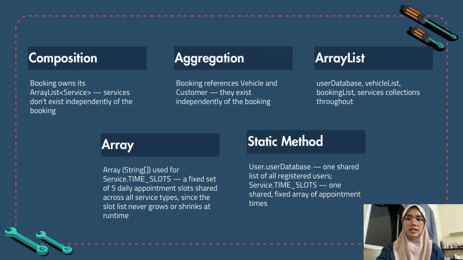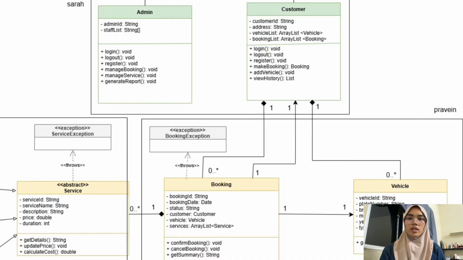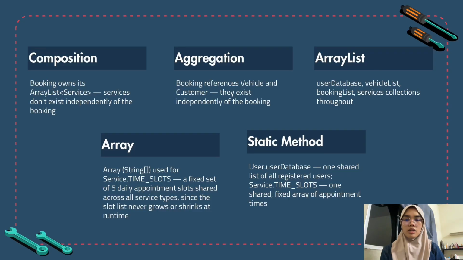Next, we have aggregation. Aggregation is used between the booking, customer, and vehicle classes. A booking references one customer and one vehicle to record who made the booking and which vehicle required servicing. However, customers and vehicles exist independently in the system. A customer can remain registered even if all bookings are deleted, and a vehicle can still exist without any active bookings. Therefore, the booking class only uses these objects rather than owning them.